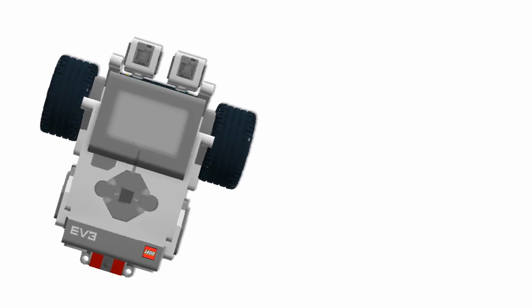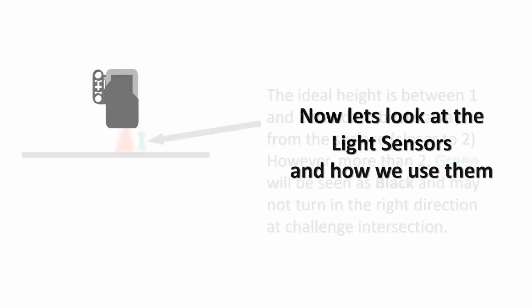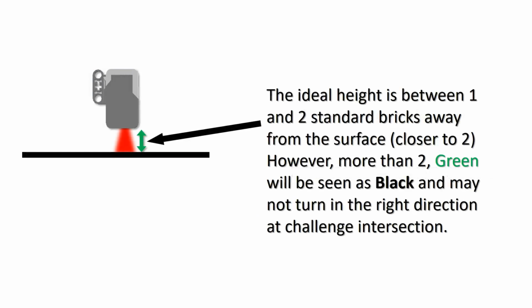So let us now look at the light sensors and how we can use them. The ideal height for our light sensors is between 1 and 2 standard bricks away, or closer to 2. However, more than 2, green will start to be seen as black, and we may not be able to see the green in our challenge intersections.